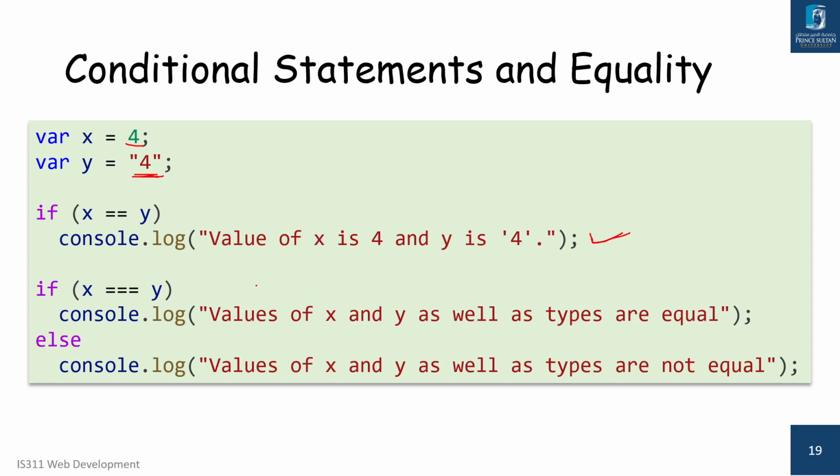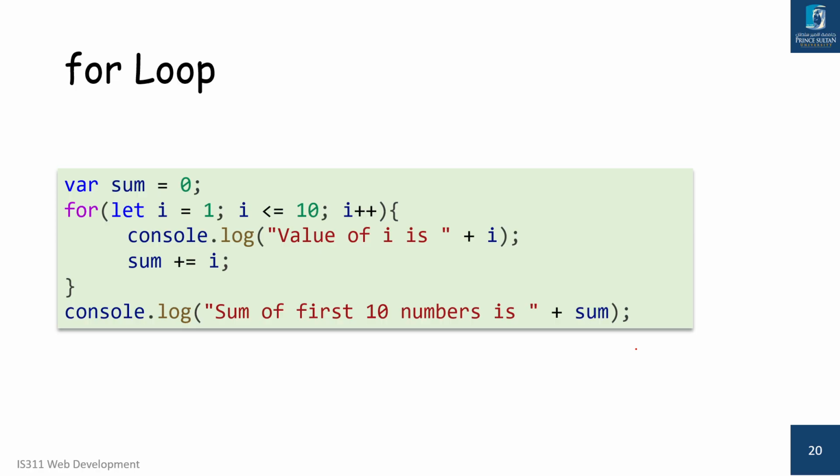And then it will print that statement. But if you look at this one, we are using triple equal to. Triple equal to means that it will first check that the type of the variable x and the type of the variable y are the same. So x is a number, y is a string, they are not equal, it will say false, and then it will come into this position, and the values of x and y as well as types are not equal, and that is the output of this one.